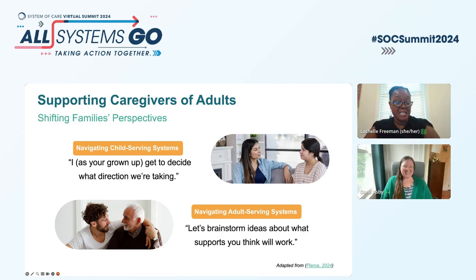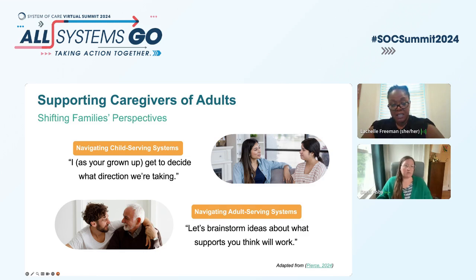Supporting caregivers of adults. And again, a lot of this is stuff that I've already said. As you grow up, children get to decide the direction that they're going to take, right? So we can't always be involved, but we can make an impact along the way. And if it's not you, it can be other peer supports that can support our children, the family members that we are caregiving for. And then also navigating through adult service systems.